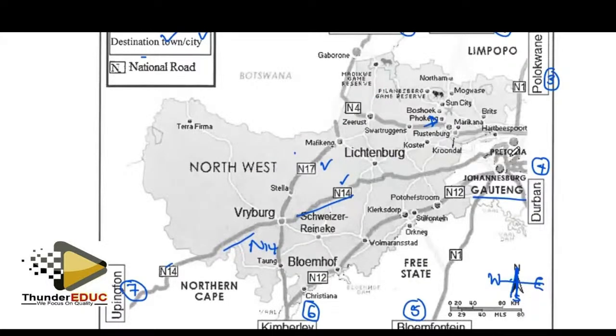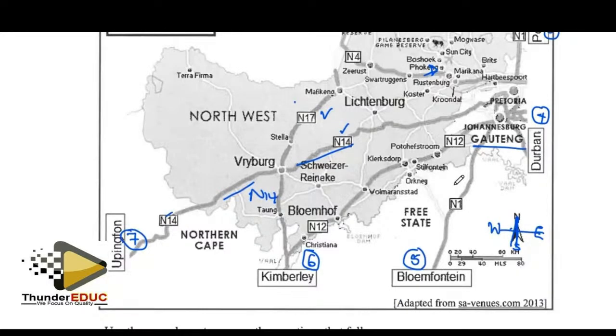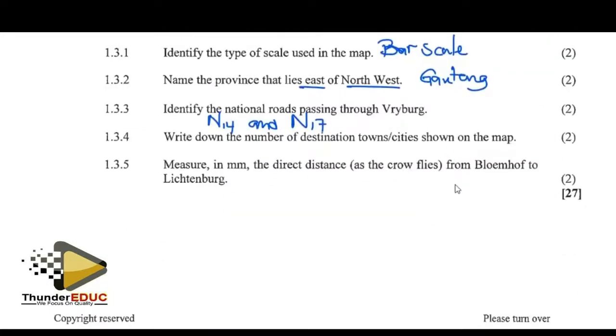All right, someone might think of Pretoria. Yes, it's there, we see it, but it's not in that box. Another thing, someone might think of the N4s and the N. No, these are roads. They are not destination towns. So we have 7 destination towns or cities.